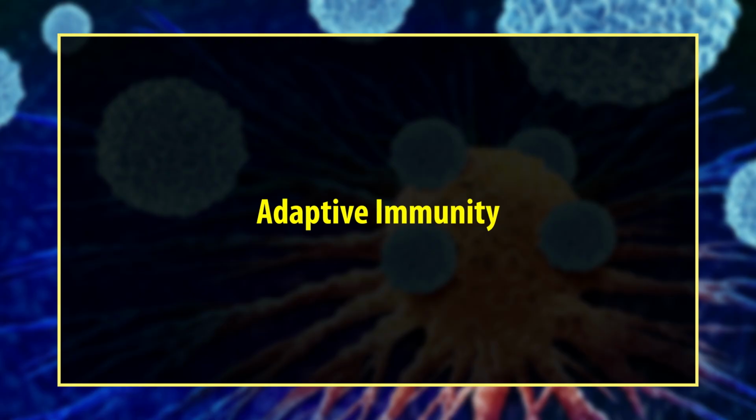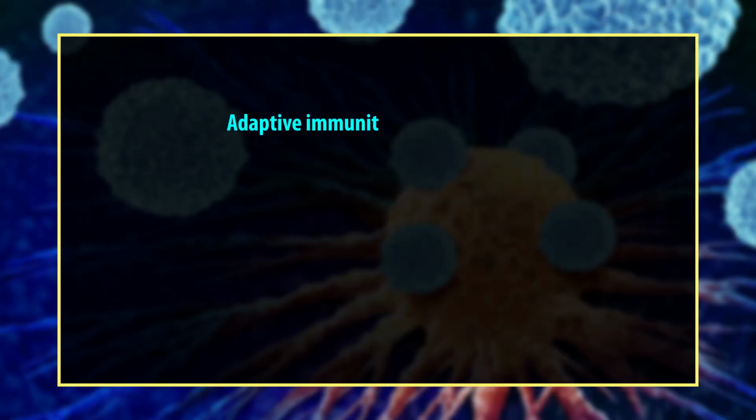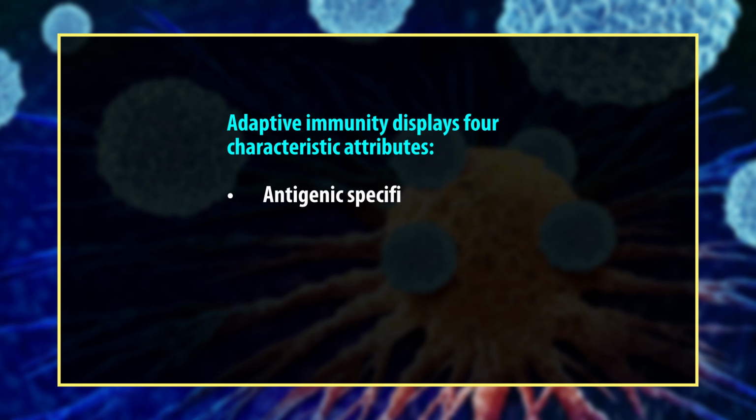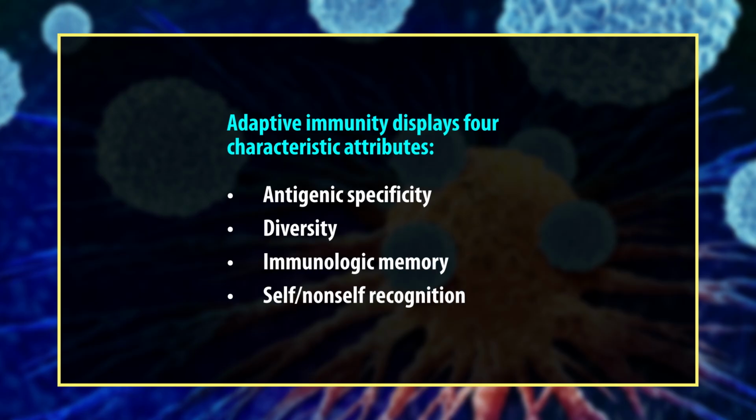We will now be discussing adaptive immunity. It is a specialized defense mechanism that recognizes and eliminates specific foreign microorganisms and antigens. Adaptive immunity displays 4 characteristic attributes: the antigenic specificity, the diversity, the immunologic memory, and the self or non-self recognition. Unlike the innate immunity, it responds to unique antigenic challenges, showing variability among individuals.